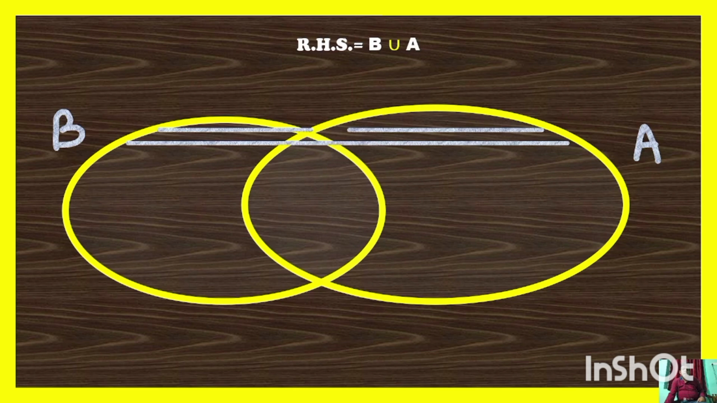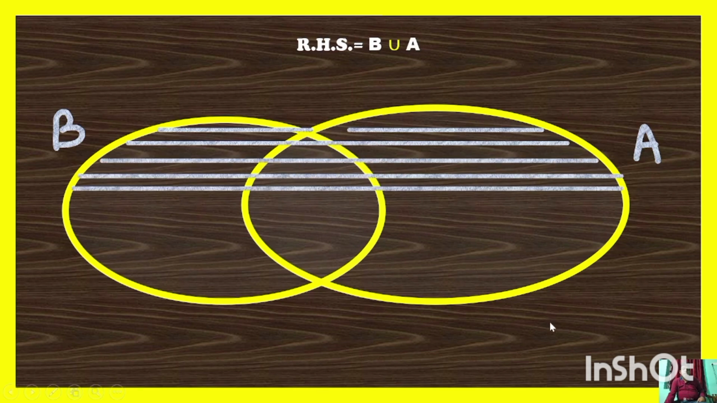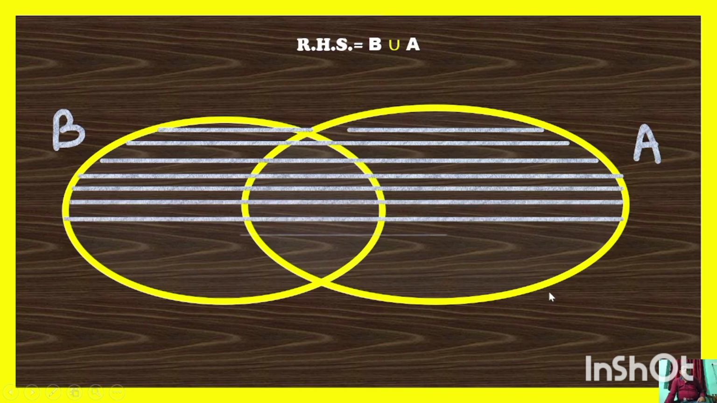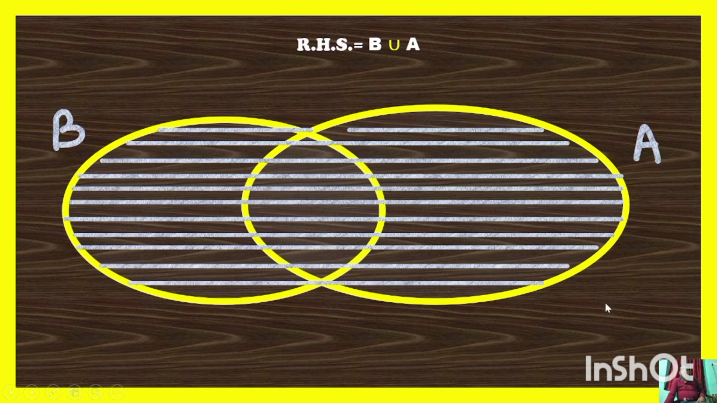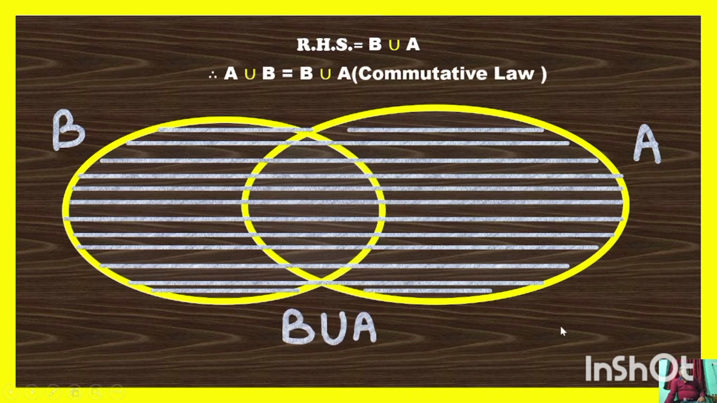Let's see the shaded region. It indicates that we have to take all the elements of B and A to bring out the formation of B union A. See, both the cases A union B and B union A give the same Venn diagram, and from both Venn diagrams it is clearly understood that A union B is equal to B union A. Thus the union set obeys the commutative law, which has been proved by Venn diagram. Okay students.